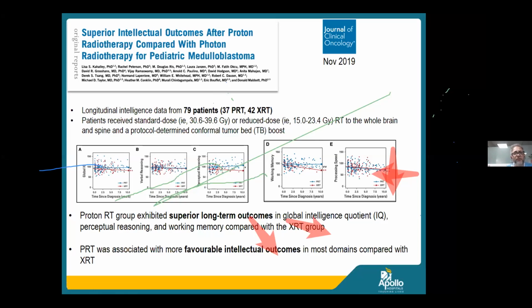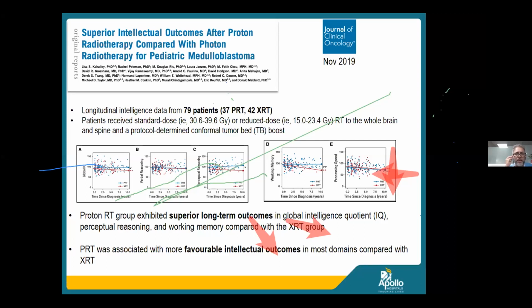But how can it be different in the intellectual function? And so it was a bit of a surprise to people in neuro-oncology that they showed that there was actually an improvement in neurocognitive function too. And people have tried to tease the data. We still do not know what could be the possible reason.